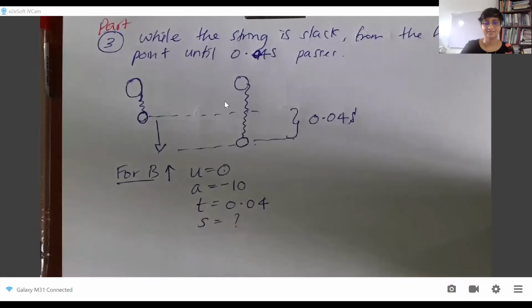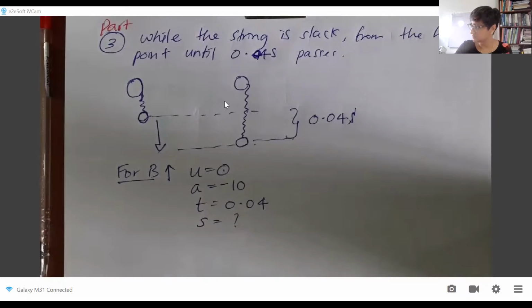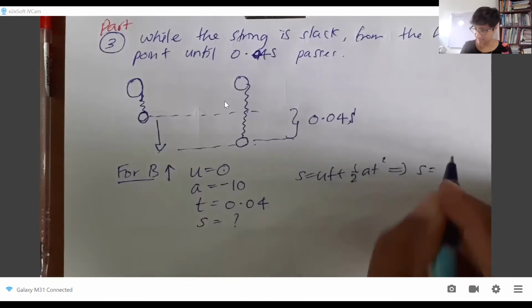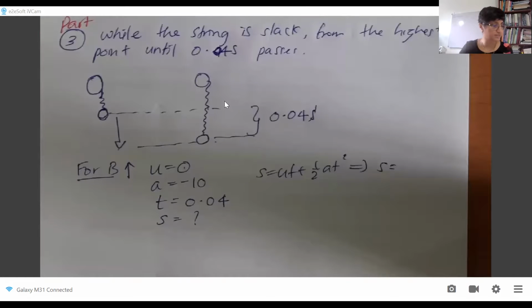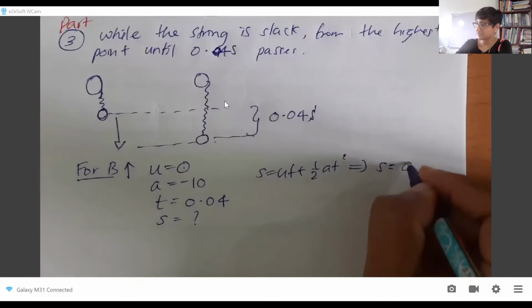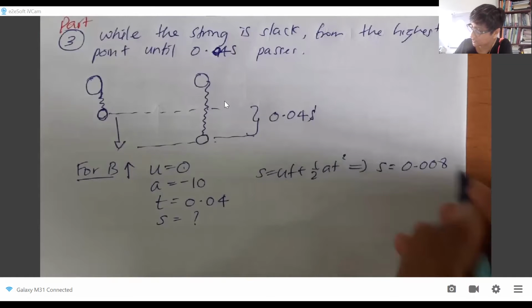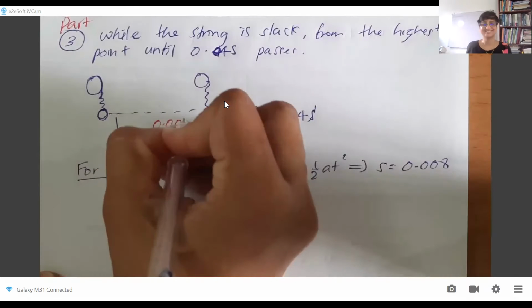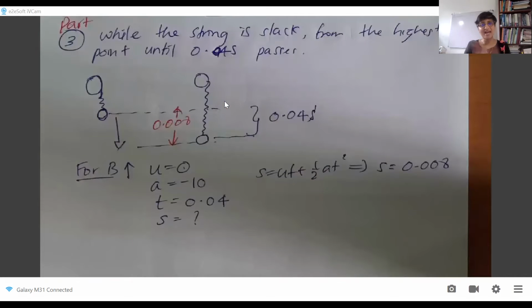S equals ut plus half at squared would give you S equals how much? 0.008. This is 0.008. That's the last piece of the puzzle, and you add all these three. See what a beautiful question this is.